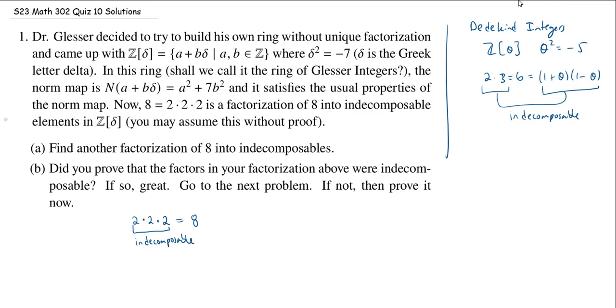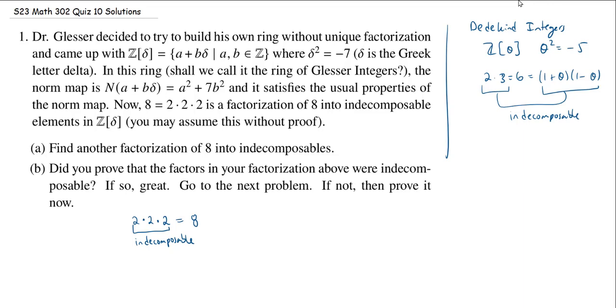Let's read ahead to part B for a moment. Did you prove that the factors in your factorization above were indecomposable? If so, great. If not, we have to prove it. It's not good enough just to say these are indecomposable. You need to actually explain why they're indecomposable, and of course, we'll use the norm map. But before we can do that, we have to actually find a factorization.